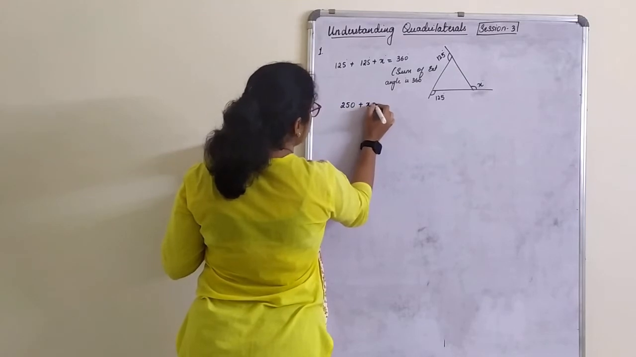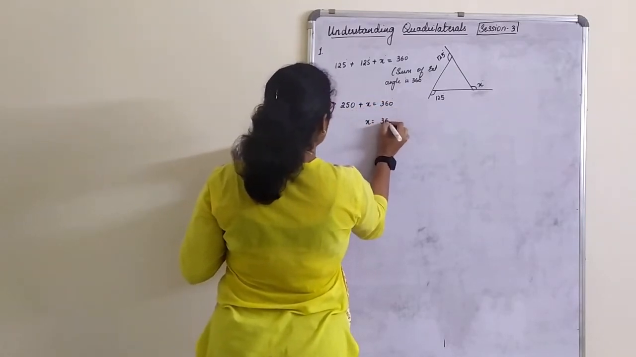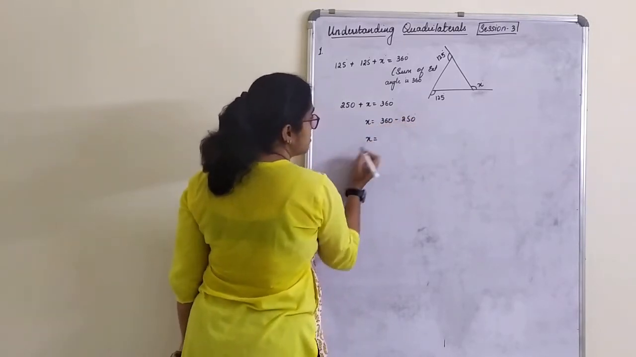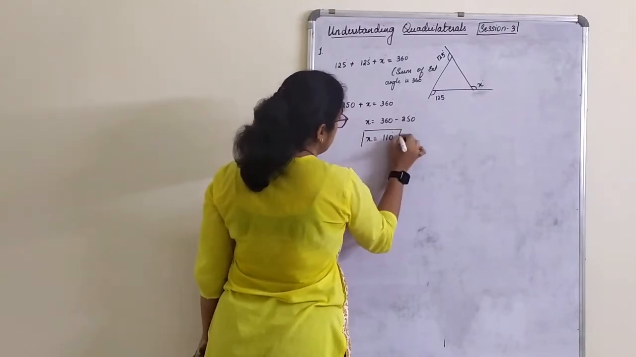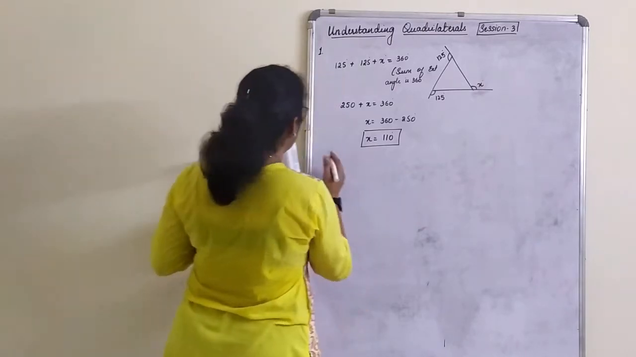250 plus x is equal to 360. x is equal to 360 minus 250. Therefore, x is equal to 110. x is 110 degrees. Similarly, we have another one.